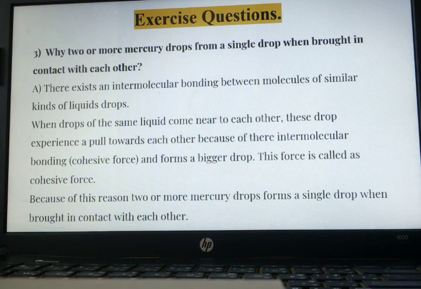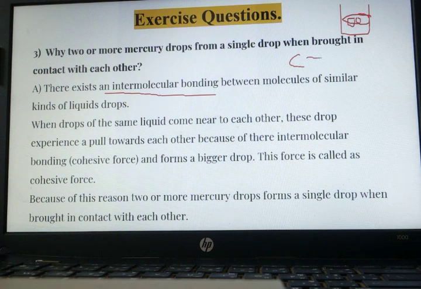Why do two or more mercury drops form a single droplet when brought in contact with each other? There exists an intermolecular bonding between the molecules of a similar kind of liquid. We have already studied that whenever a liquid is taken in a glass or a beaker, there is some force created between the molecules of the liquid and the molecules of the liquid only. That type of force is called cohesive force.